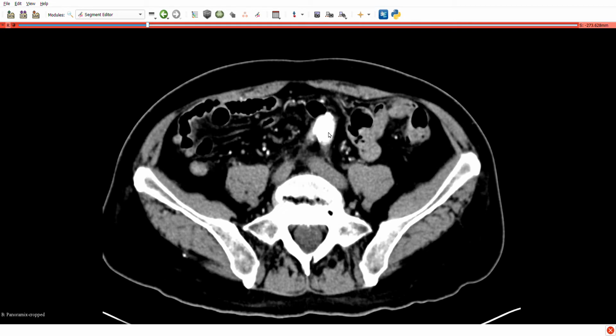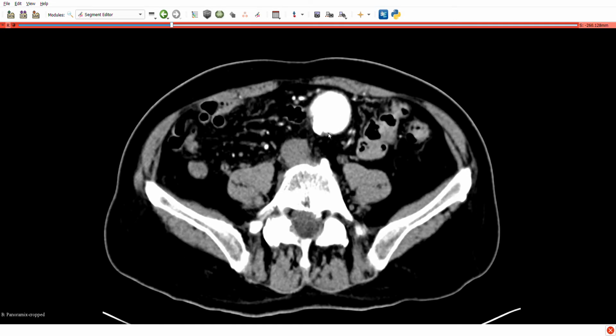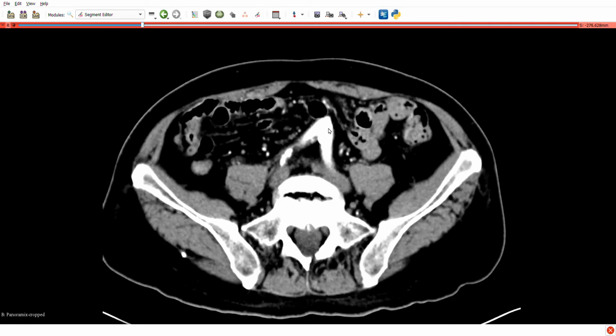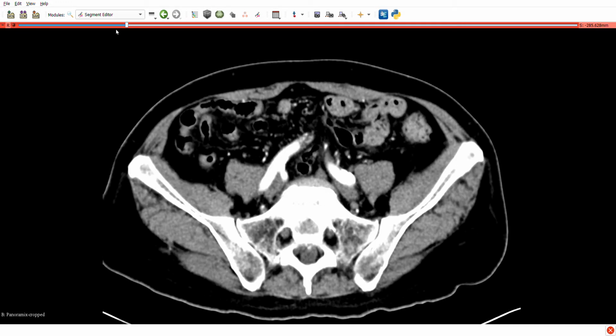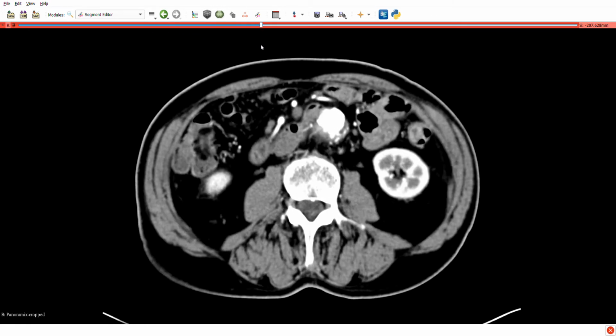As we continue to move down, we get closer to a point where the aorta bifurcates. So here is the bifurcation of the aorta, and then it splits into the left and right common iliac vessels. So we've followed the aorta down, we've identified that.